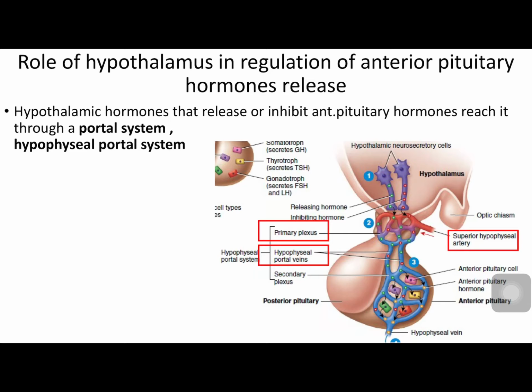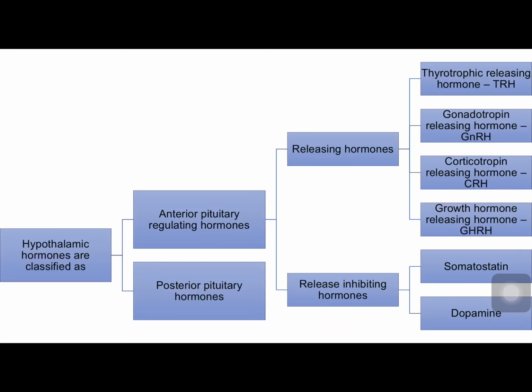After the hormones are released, they either increase or inhibit the release of hormones from the anterior pituitary, depending on the type of hormone released from the hypothalamus. Now, what are the different hormones released from the hypothalamus? Let us see. Hypothalamic hormones are basically classified into two: anterior pituitary regulating hormones and posterior pituitary regulating hormones. The posterior pituitary hormones I will be discussing in the next tutorial, but as of now, let us see the anterior pituitary regulating hormones.